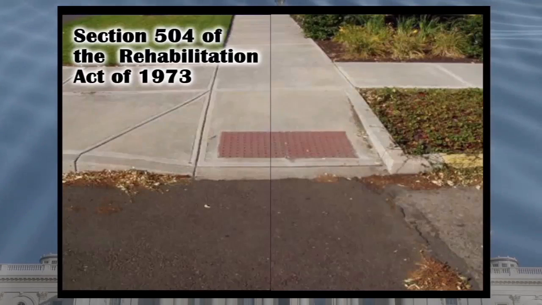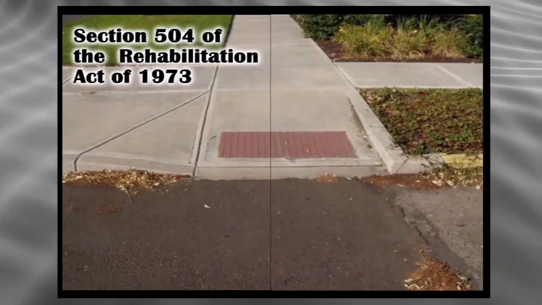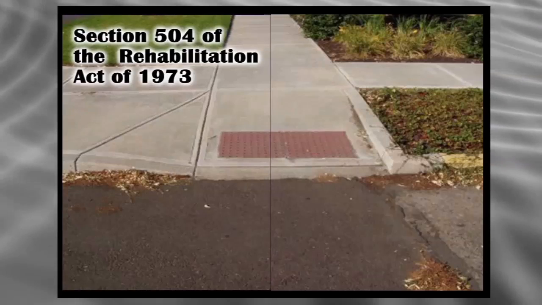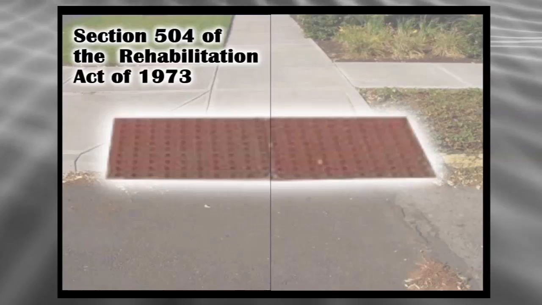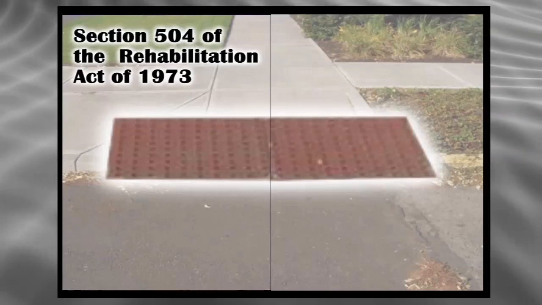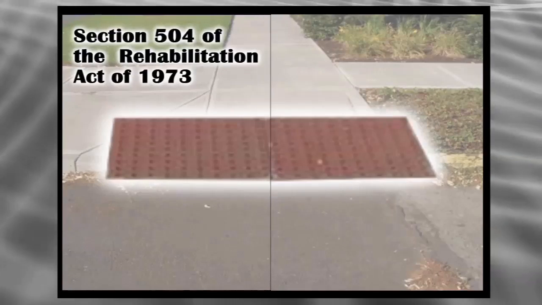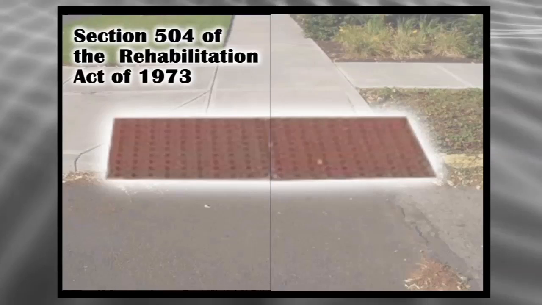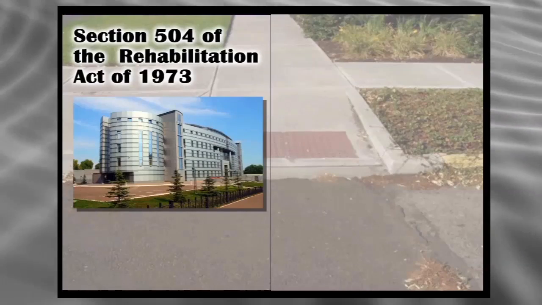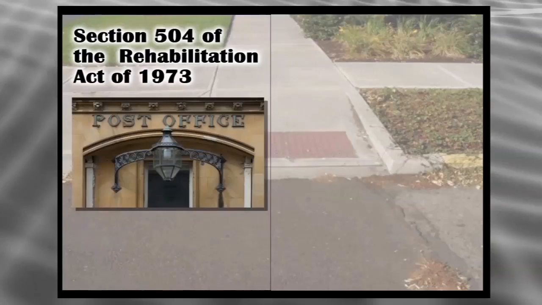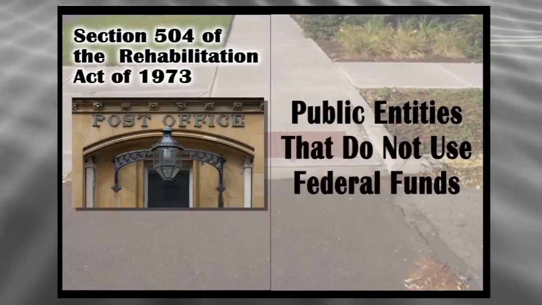When curb ramps are installed on today's projects, Section 504 requires you to incorporate detectable warnings to aid persons with visual impairments. The requirements of Section 504 apply to states and LPAs that use federal funds. However, it does not apply to private sector employers providing public accommodations, federal government agencies, and public entities that do not use federal funds.